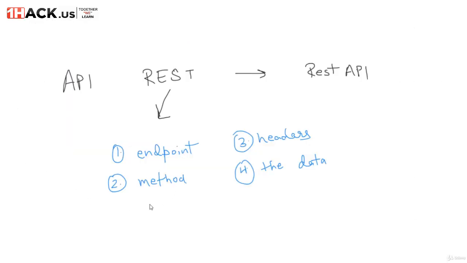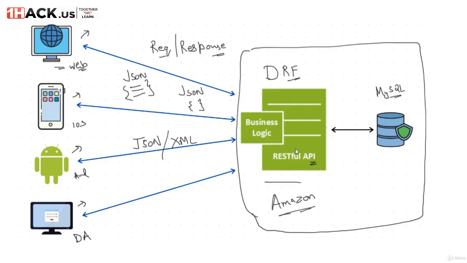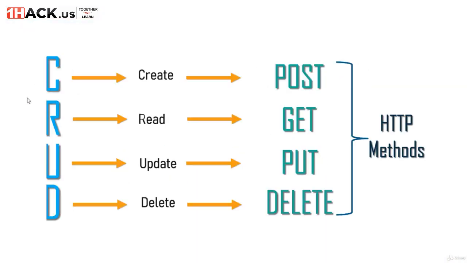The second thing is going to be the methods. Whenever we interact with our API, we send some request, we get some response. Now these requests are of different types. Maybe get, maybe create, maybe update, and so on. So we call them CRUD: create, retrieve, update and delete.